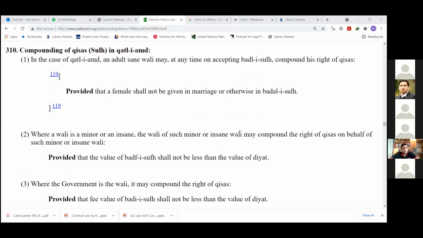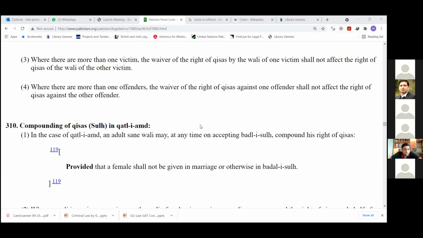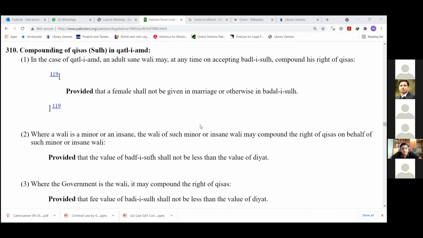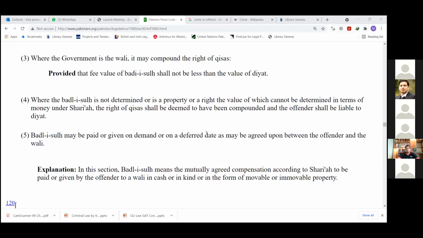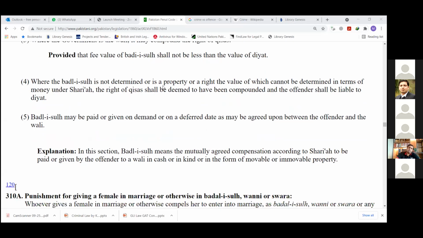Yes, we are back. So, compounding of Qisas in Qatl-e-Amd. Wali can compound. An adult sane wali may at any time, on accepting badal-e-sulh, compound his right of Qisas. Where a wali is minor, the wali of such minor may compound. So basically at the heart of this concept, wali is the Muslim law of inheritance, which prescribes who will be the legal heir of a deceased. So every provision from that inheritance law is applied, and simply it is determined who is the wali.